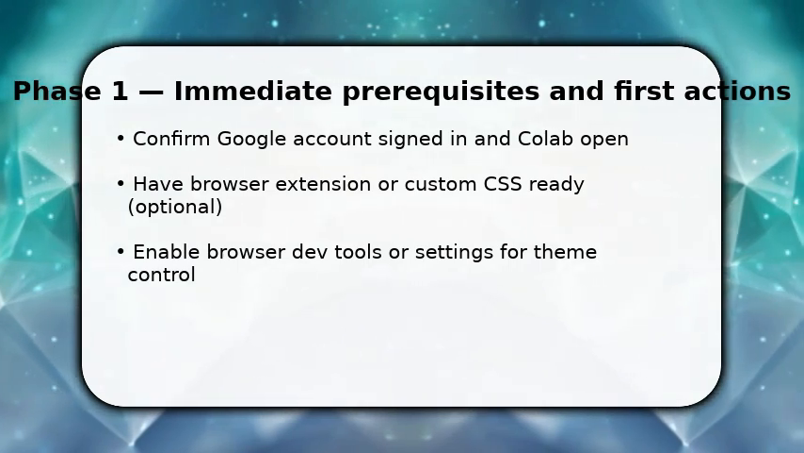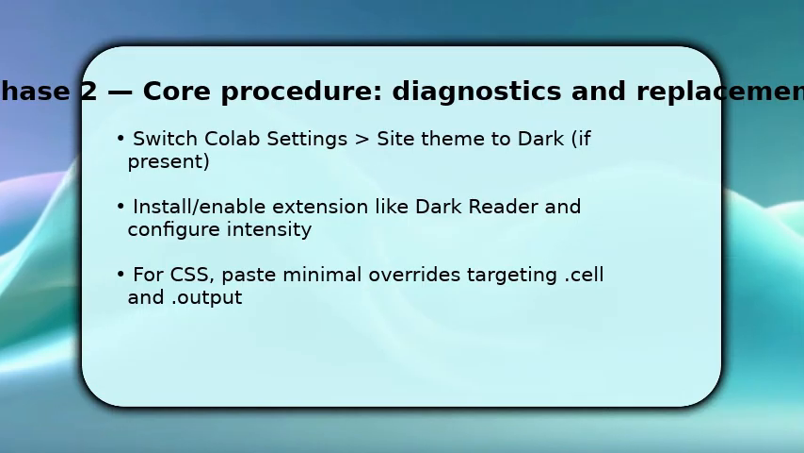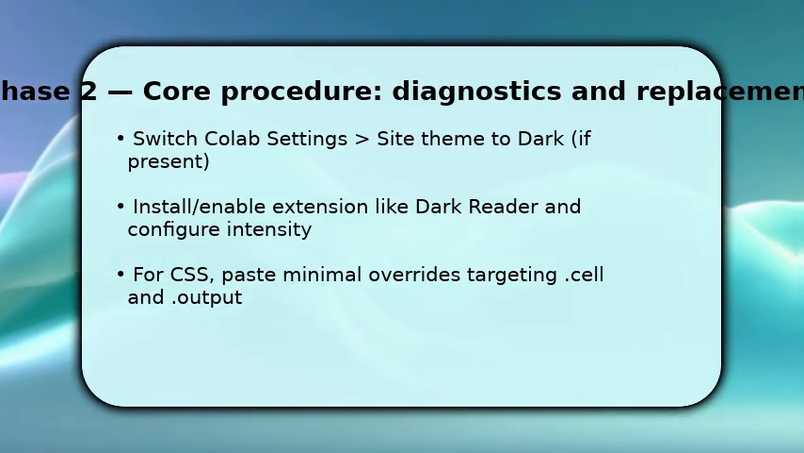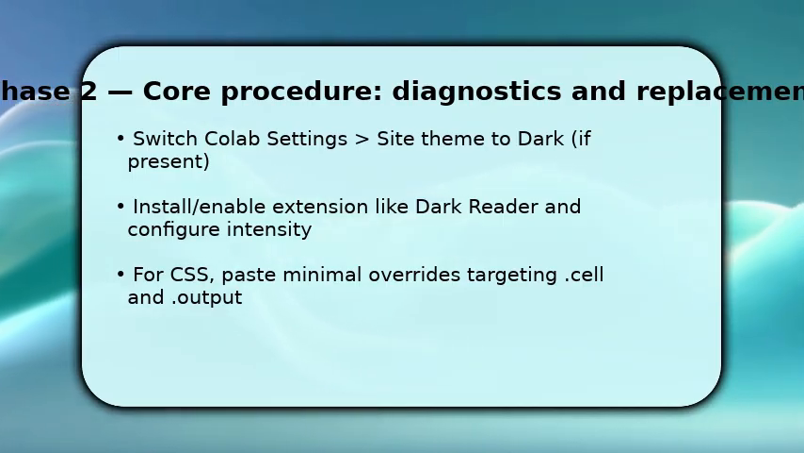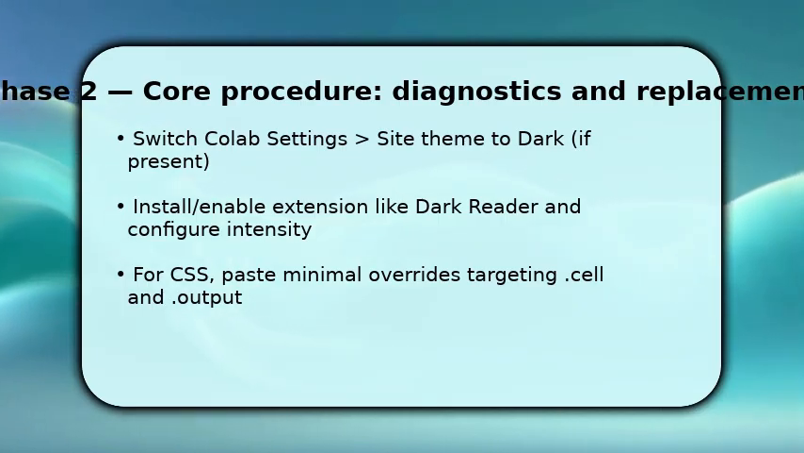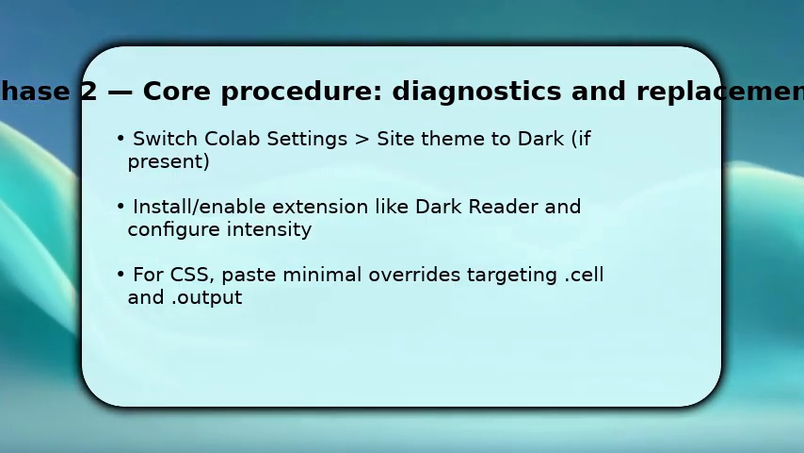If Colab Settings lists a site theme, pick Dark and apply. That's the simplest. If not, enable an extension such as Dark Reader, then adjust brightness, contrast, and site-specific rules to avoid inverted images. For precise control, paste a small CSS override into an extension or the console, target cell, output, and the toolbar to fix background and text colors.